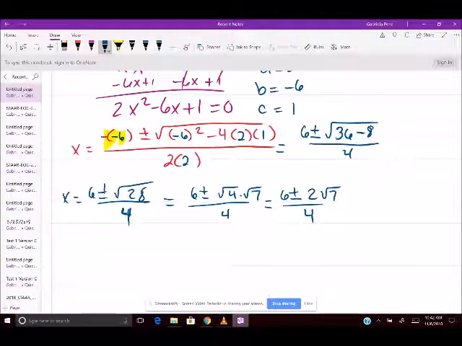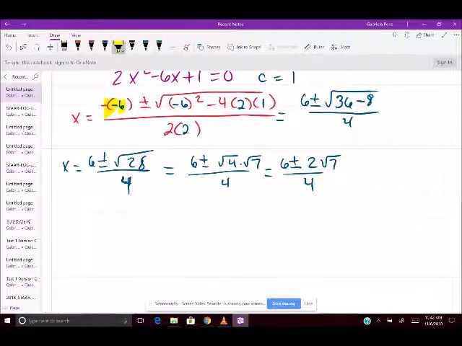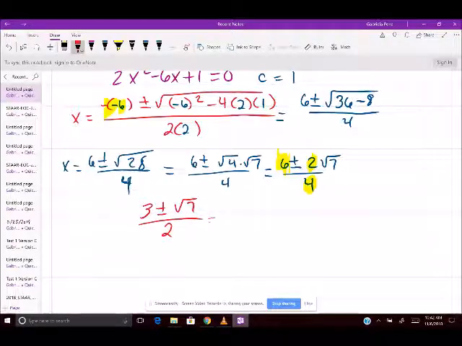So we have covered quadratic. We're just reviewing. The only thing here is, can we reduce 6, 2, and 4? Yes. They're all reducible by what? 2. 2 goes into 6 3 times. 2 goes into 2 1 time. And 2 goes into 4 2 times.